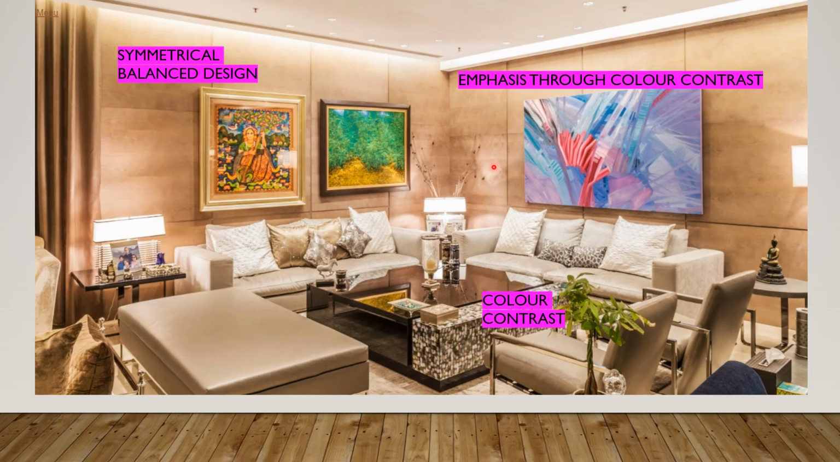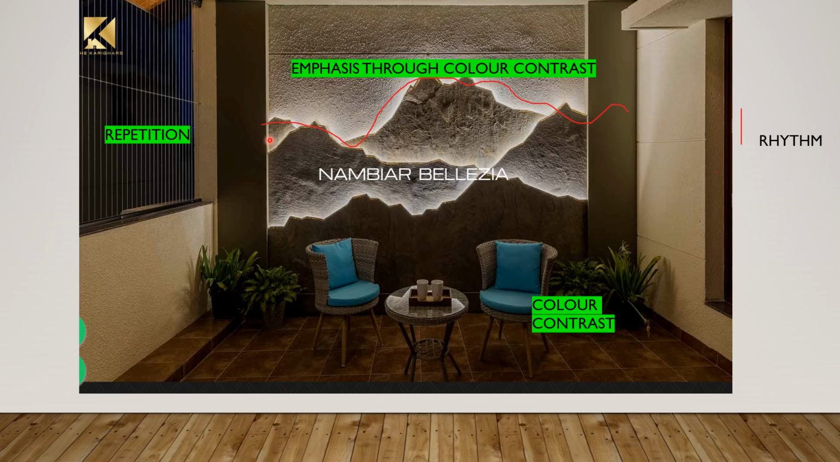Since the whole room is in cream beige color, the colors are adding an emphasis to the scene. And the green bars are also a color contrast, and it's a symmetrically balanced design. The textured wall at the back here is creating a rhythm as well as emphasizing it through color contrast. The blue seats of the chairs are also a perfect example of color contrast. The bars here are a repetition.